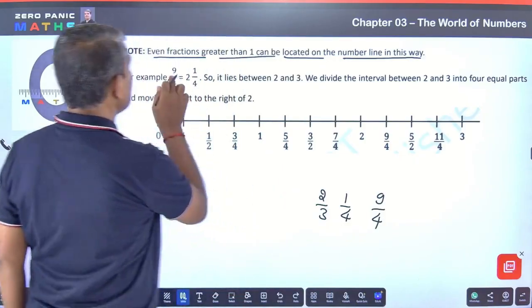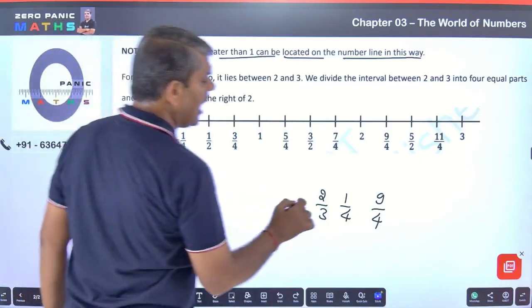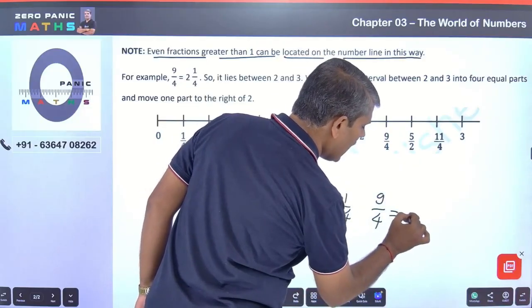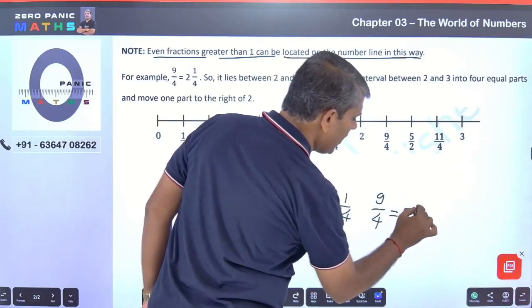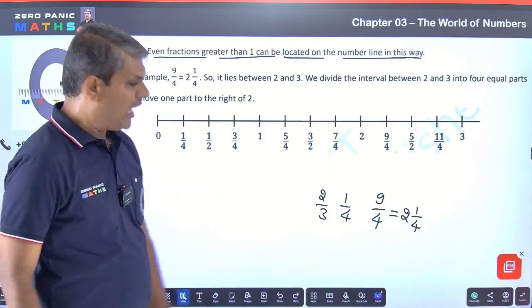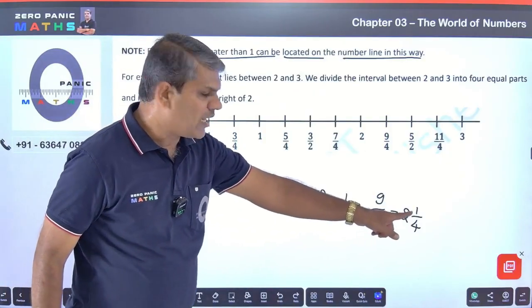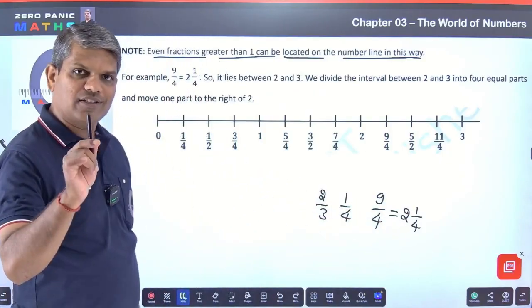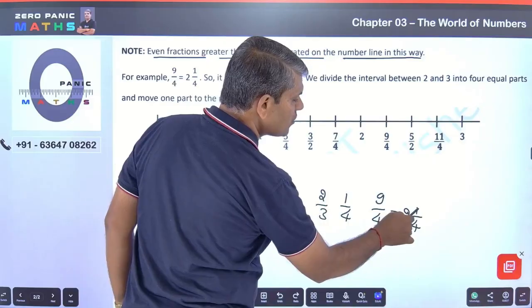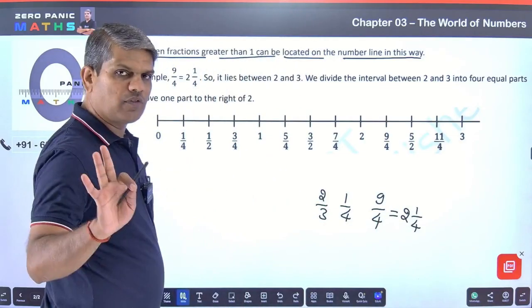So here the example is 9/4. 9/4 can be represented as, see, 4 2s are 8 and 1 remains. You can write it as 2 and 1/4. 9/4 can be written as 2 and 1/4. You know this trick, right? So if you convert this back, 4 into 2 is 8 plus 1, 9/4 it is. You have to write this way.